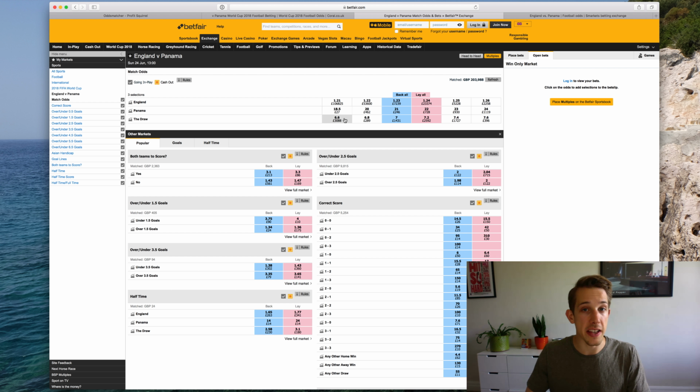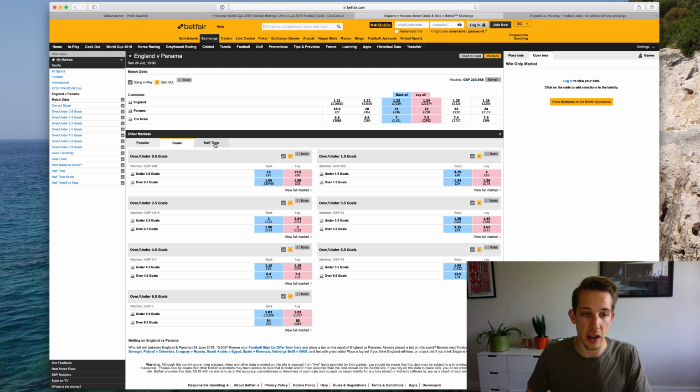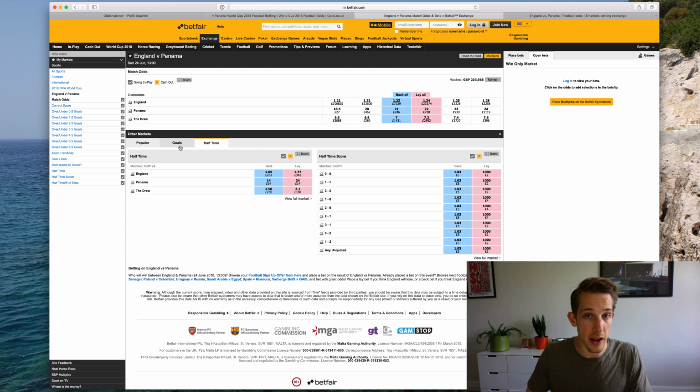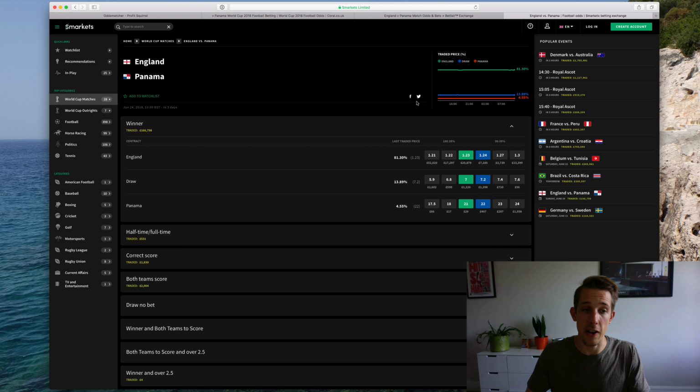So here in Betfair, you can see we've got the match odds markets here. Many of the other popular markets below here, over, under, halftime, correct score. There are other tabs here, goals, halftime, where you can go into those markets in more detail. And I like how Betfair have on the left hand side here, they'll have a list of like all the possible markets that you can place matches on. All the other exchanges have very similar layouts.